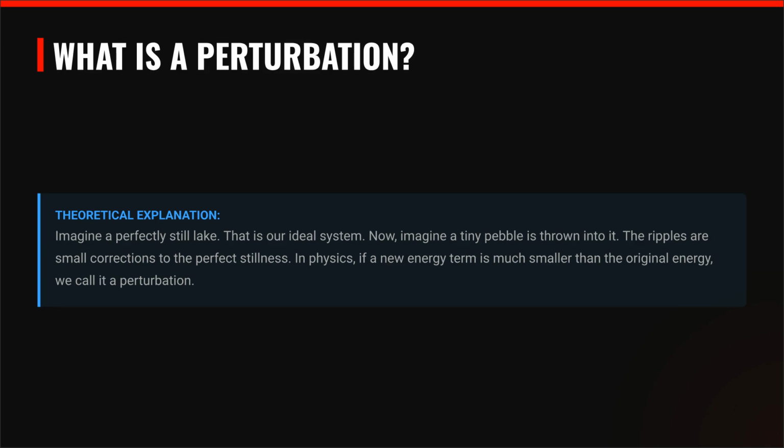Imagine a perfectly still lake as an ideal system. When a tiny pebble is thrown, the resulting ripples are small corrections, or perturbations, to the perfect stillness. In physics, a perturbation is a new energy term that is much smaller than the original energy.